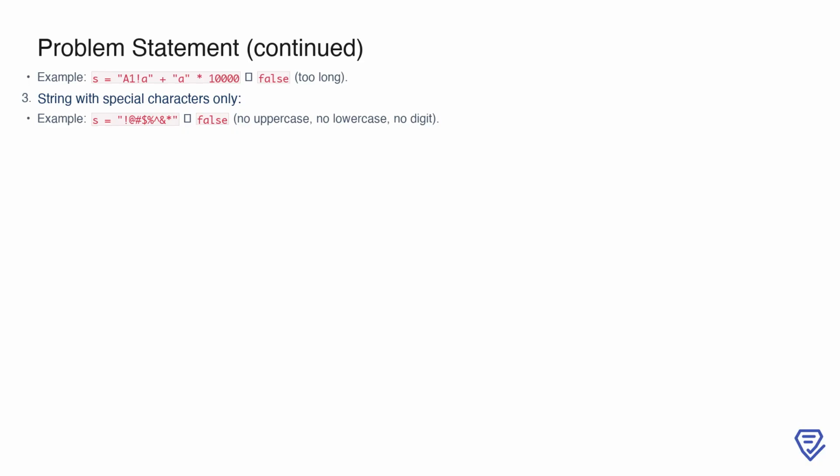Another interesting case is a string containing only special characters, such as @$%*. While it does include special characters, it would fail because it lacks uppercase letters, lowercase letters, and digits. These examples illustrate how each criterion plays a critical role in determining whether the string is valid.